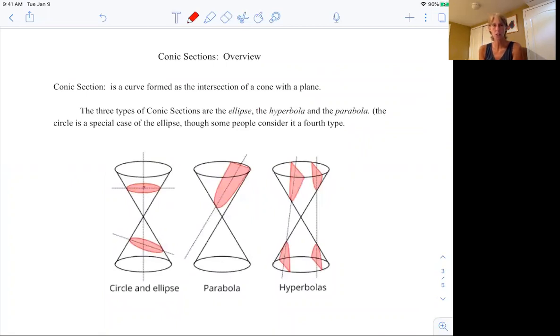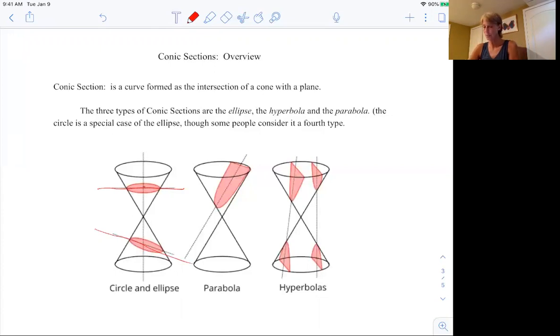A conic section is a curve formed as the intersection of a cone with a plane. If you look at each of these pictures, we're going to take a cone and slice it right across, or slice it at an angle. That's what's going on here. And when you flip open the cone, you can imagine what that shape would be.